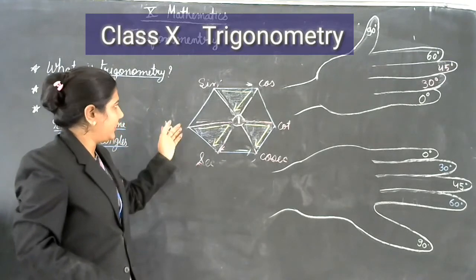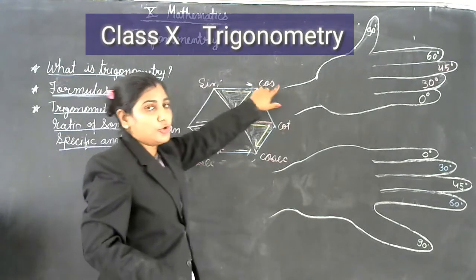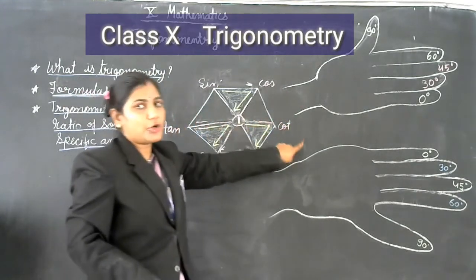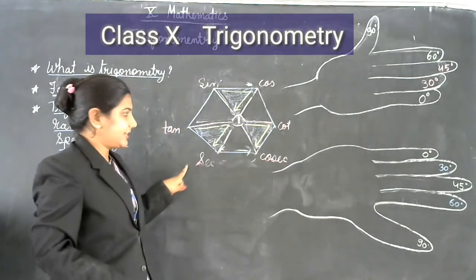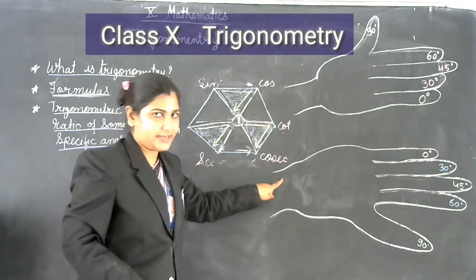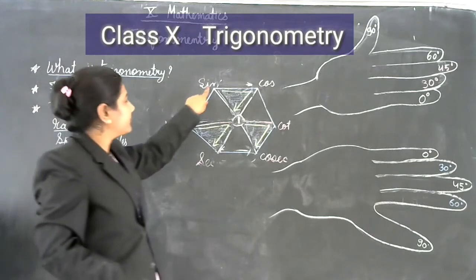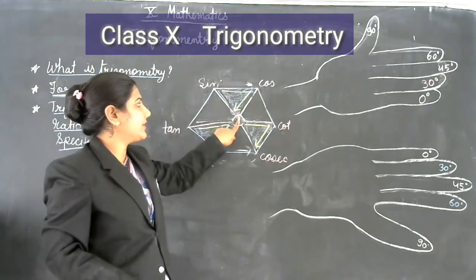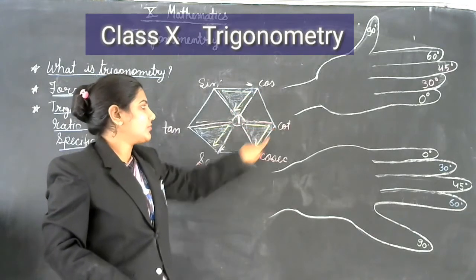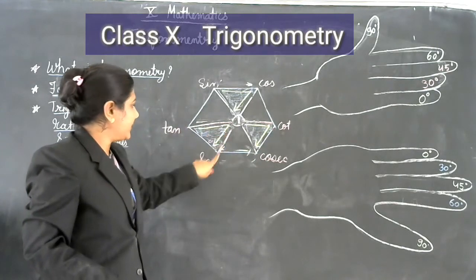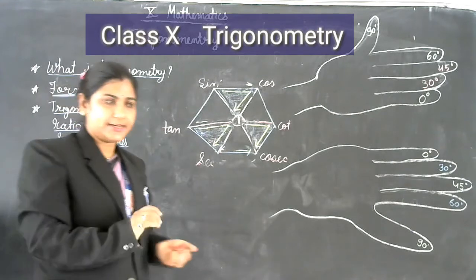And complementary angles: sin theta equals cos of 90 minus theta, tan theta equals cot of 90 minus theta, sec theta equals cosec of 90 minus theta. And trigonometric identities: sin square theta plus cos square theta equals 1, 1 plus cot square theta equals cosec square theta, and tan square theta plus 1 equals sec square theta.